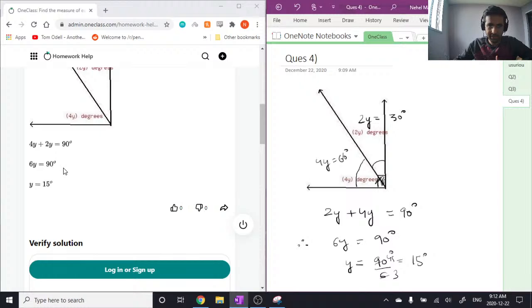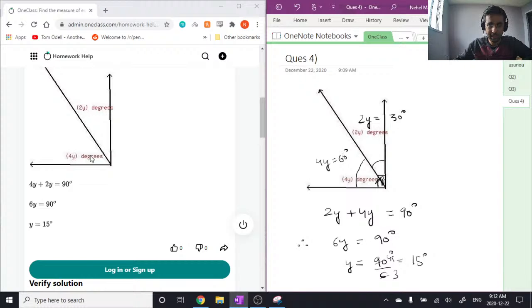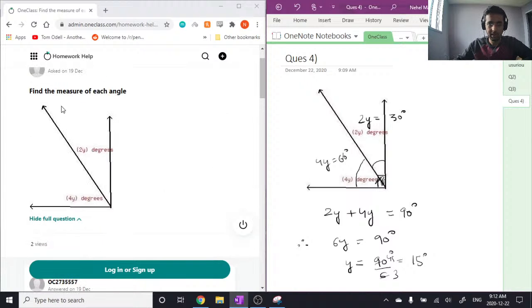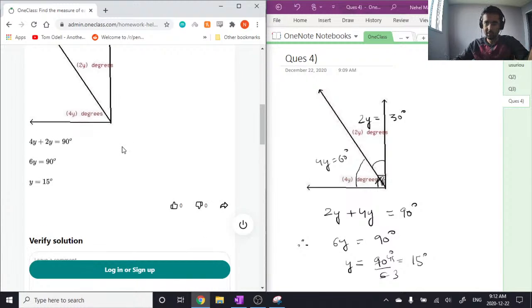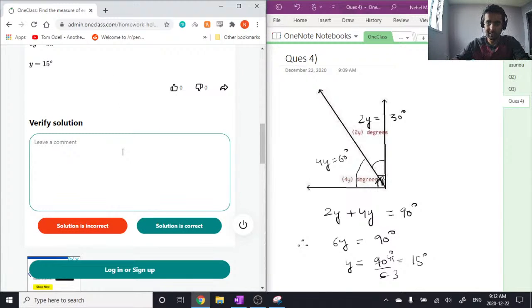So again, the answer they've given is correct. I'm not going to take that away from them. They did the right thing, but I think it's really important that we find the measure of each angle. So it doesn't explicitly state that. So I'm going to mark this to be incorrect.